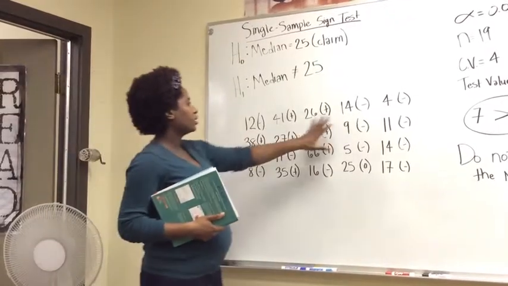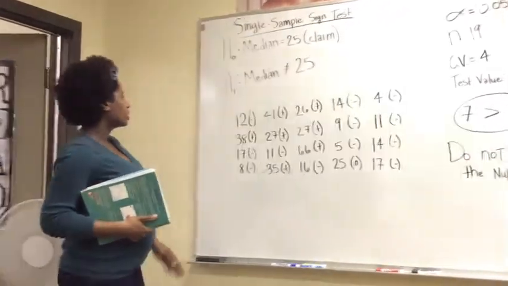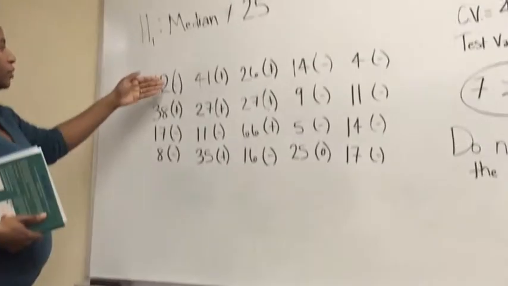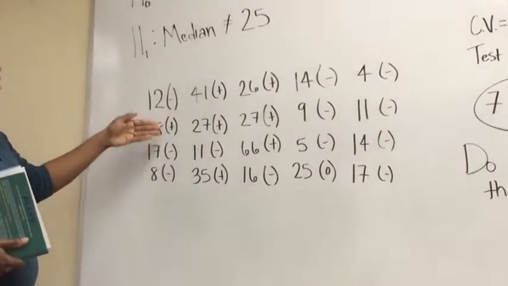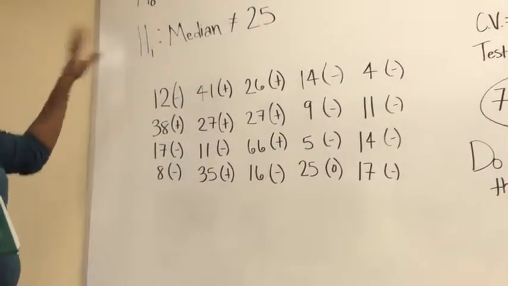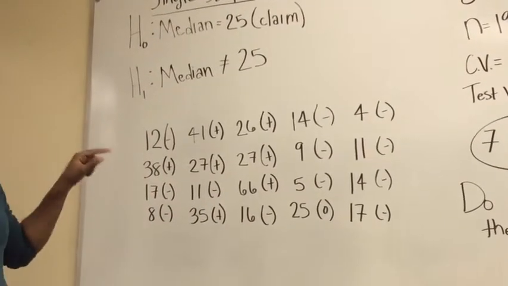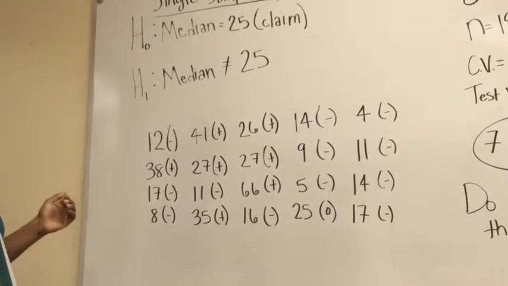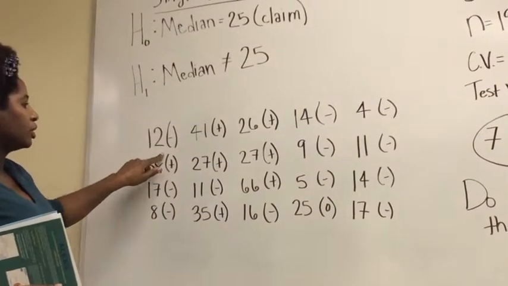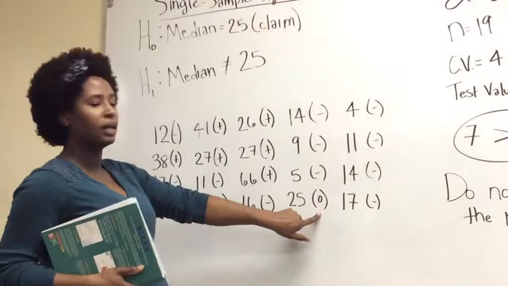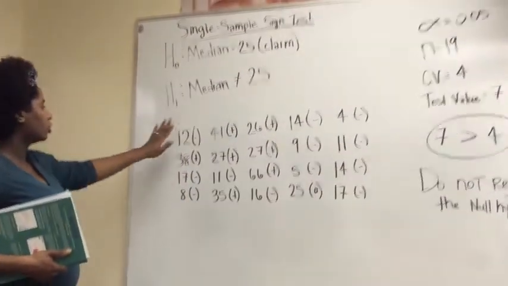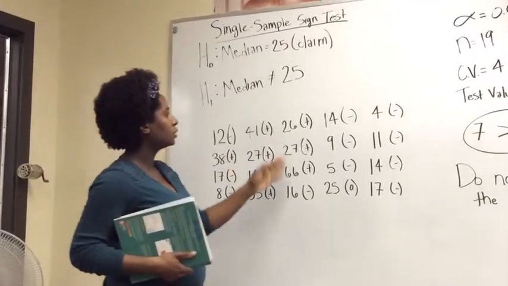Here is our data sample, and the first step is to go through and give each value either a negative or positive sign, determining if it's greater than 25, it gets a positive. If it's greater than 25, there's a positive number. If it's less than 25, then it gets a negative number. If it's equal to 25, it gets a 0. So I went through and labeled all of them.